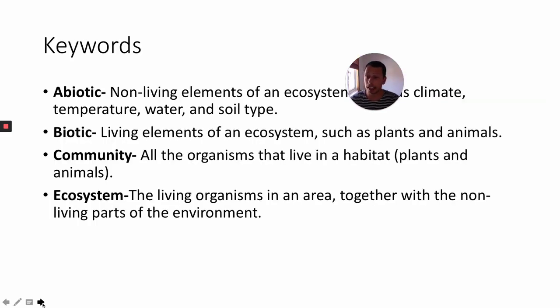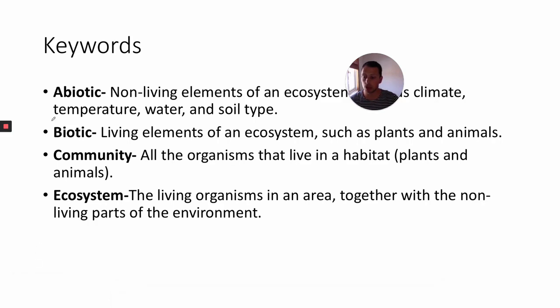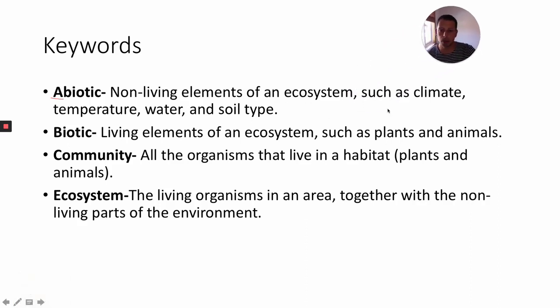Now, keywords for today's lesson. Abiotic. When a word has got A in front of it, as you can see here, that normally means non. So it's non-living. So if I move me out of the way just quickly, and there we are, you'll see it's things such as the climate, temperature, water, soil type, all the things in the environment or the ecosystem which are non-living. And then biotic is the living things, such as the plants, the animals, the bacteria.